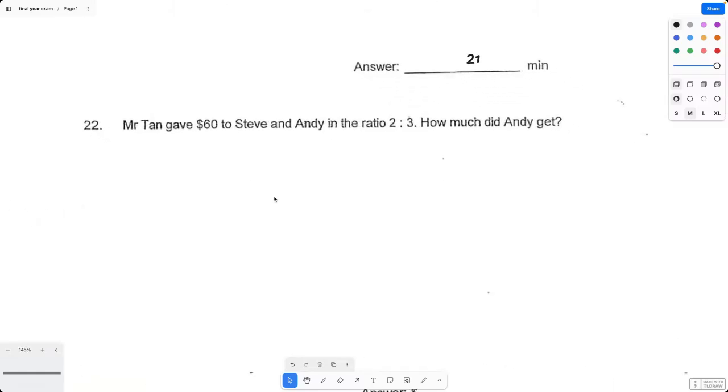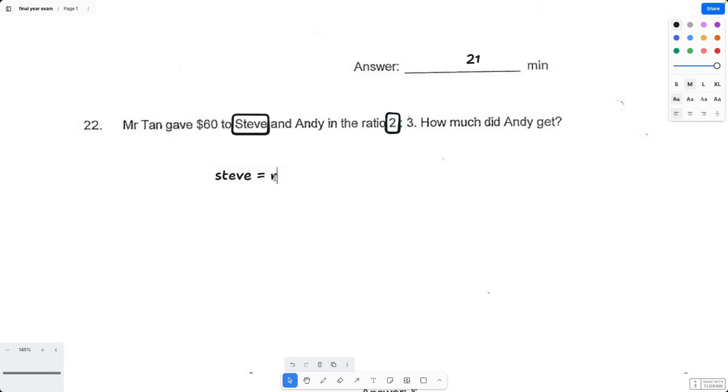All right, question number 22. Mr. Tan gave $60 to Steve and Andy in the ratio of 2:3. How much did Andy get? All right, so in this case, for the ratio, what we can do is we can have Steve. If I were to make it a little bit easier to see, Steve is 2, right? So it's not get confused, right?